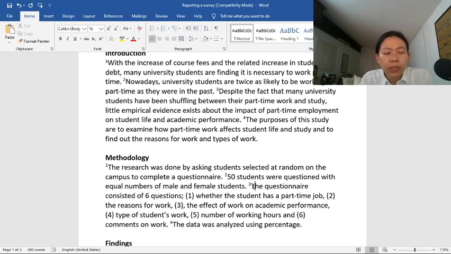And then the author said that the data was analyzed by using percentages. So we now know about the research methodology.